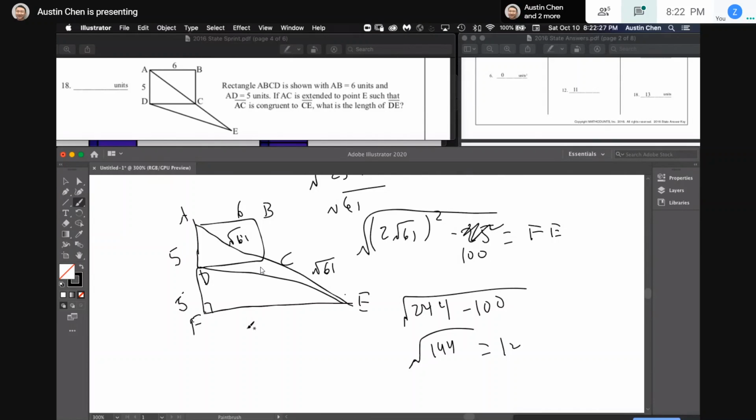Well, if we continue like this, we find that FE is 12, and then AFE is just a 5, 12, 13 triangle, right? So then our answer is 13. But like Bill was saying, there's a bit of an easier way if we just look at ADC is similar to AFE again, but we already have the value of DC, so then you can just multiply by 2 to get 12, and then you have 13.